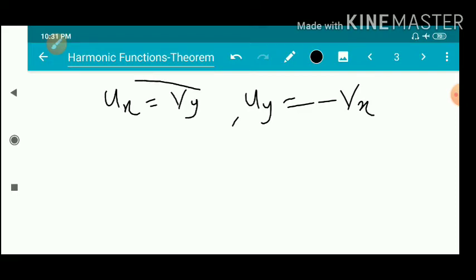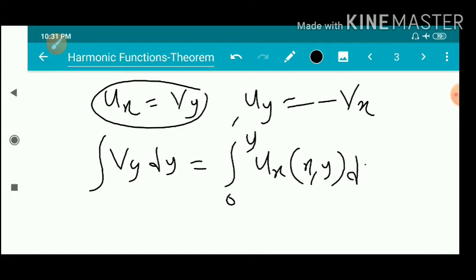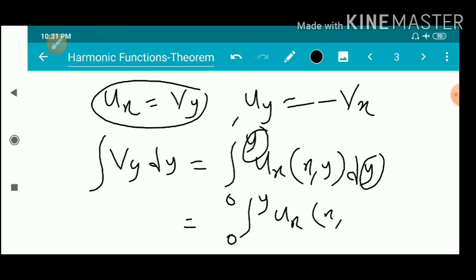So from this equation, by integrating both sides with respect to y, we get the integral from 0 to y of Ux of (x, y) dy. Here the integrating limit is y and the integrating variable is also y. So to avoid confusion, we replace this y by the variable t: Ux of (x, t) dt, and after integrating we get an integrating constant.